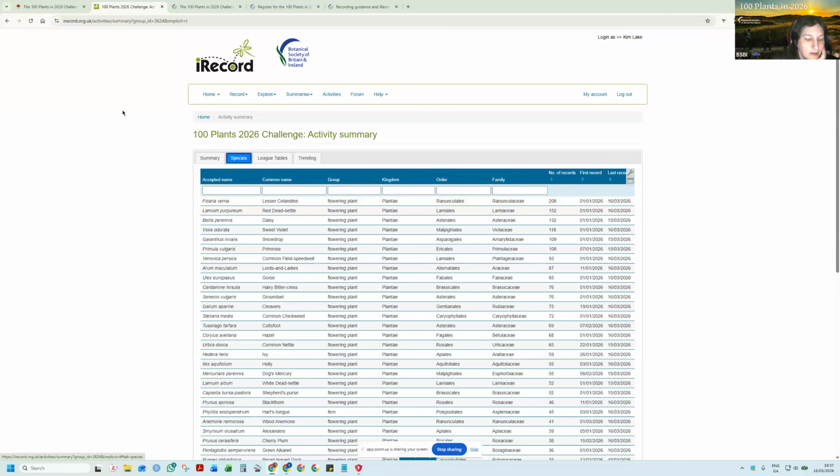For those of you who, like myself, really only use iRecord on your phone, do make sure occasionally that you log into the website and have a quick look at how everybody's getting on there. It can get a little bit competitive, maybe, but it's lovely to see. And this will also give you a good clue as to what is actually being captured, maybe give you some hints of what you might go out and find.